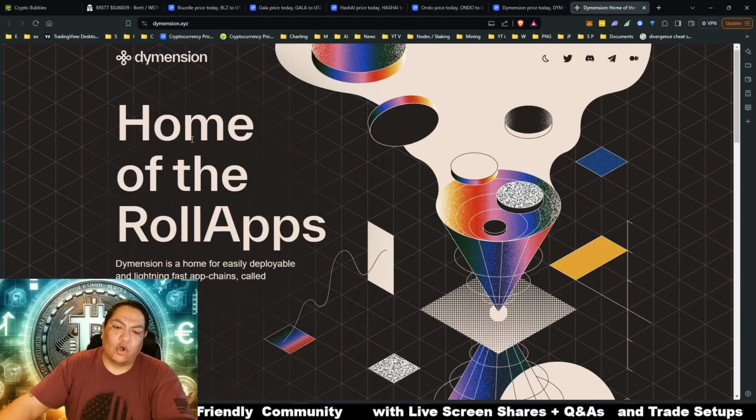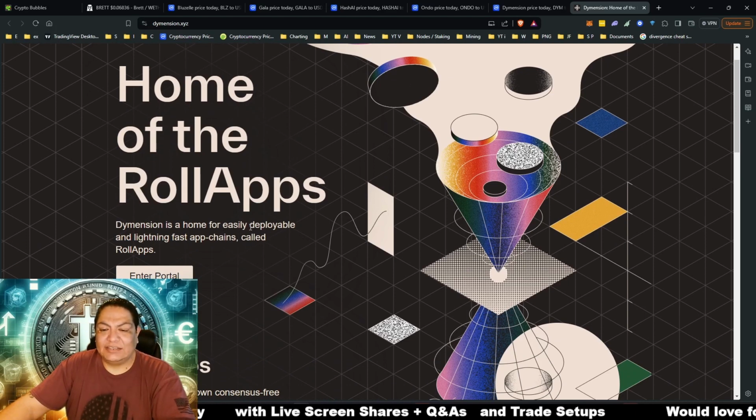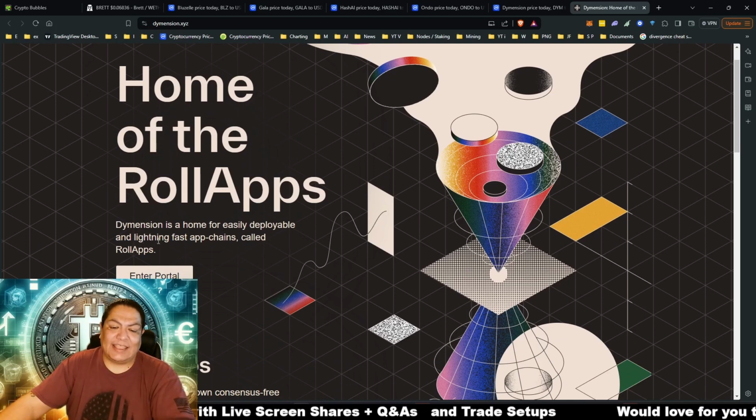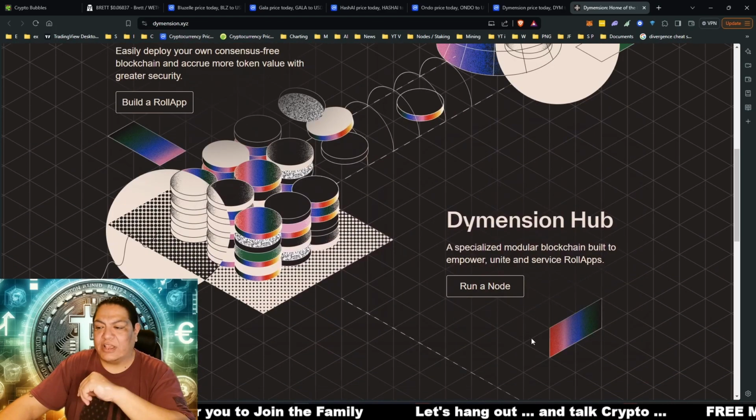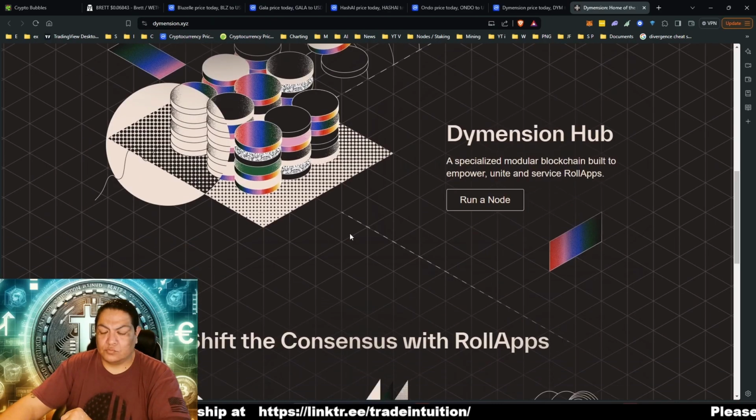Check out their website. Home of the Roll apps. Dymension is a home for easily deployable and lightning fast app chain called Roll apps. Run a node. I love this part. I love nodes. Page not found. Okay.